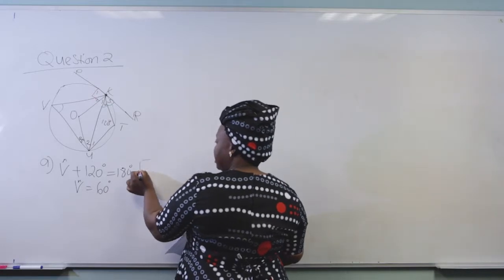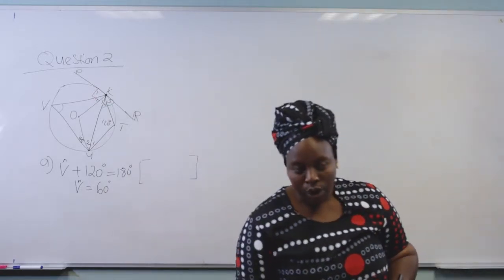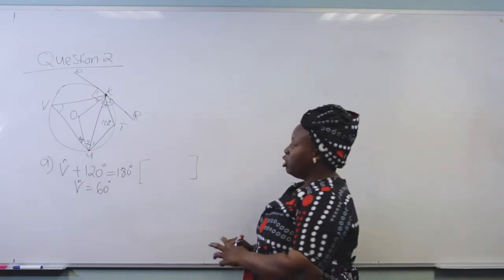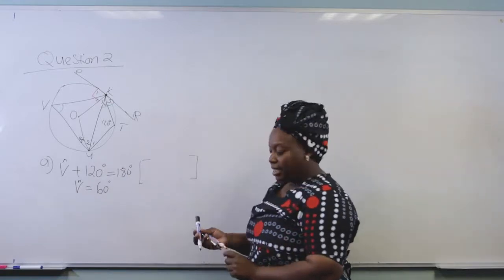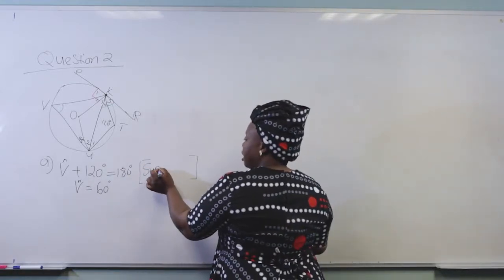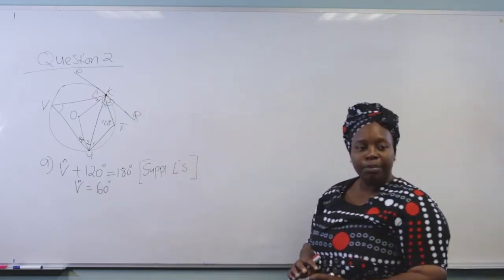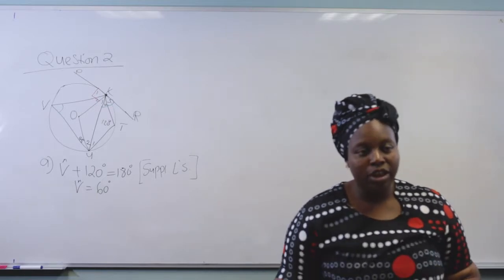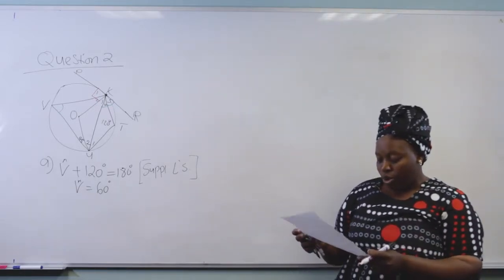So you need to give us the reason, and that's what they'll give you marks for. That reason for that point is simple because the opposite angles of a cyclic quadrilateral are supplementary. So when you give the reason there, you will just say supplementary angles. You don't have to write everything. You go there and look at your reasons and then you reason through those ones.